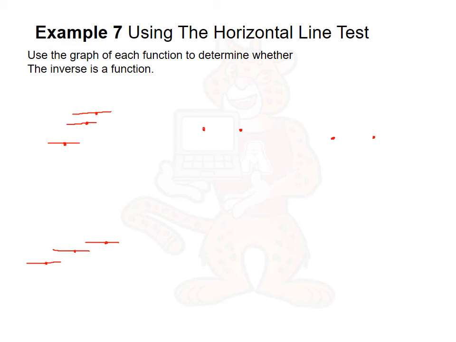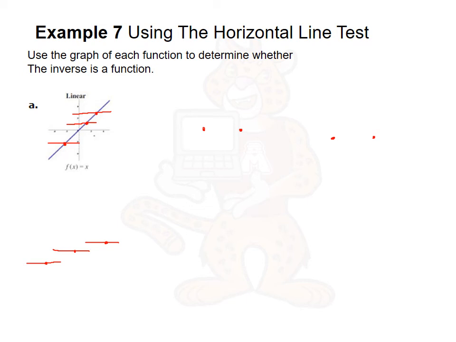Let's make an example where we illustrate what we stated in the horizontal line test. We're going to use the graph of each function to determine whether the inverse is a function. So let's begin with this example. This is the graph of a linear equation, and what we need to do here is decide if this function has an inverse or not. So every time that we draw a horizontal line, it is supposed to intersect my graph in exactly one point.